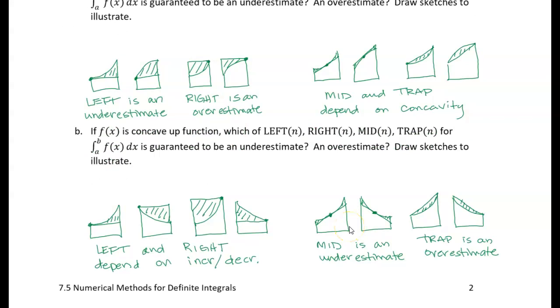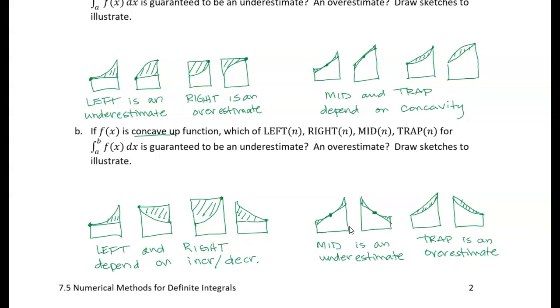All right, so I've drawn some sketches for part B. So again, f of x is said to be concave up, and I drew two cases, one where it's concave up and increasing, and one where it's concave up and decreasing. So in each case, I have both of those scenarios. And you can see for left and right, whether it's an underestimate or overestimate is dependent on whether it's increasing or decreasing. It's not dependent on the concavity at all, which we have kind of established already in part A.